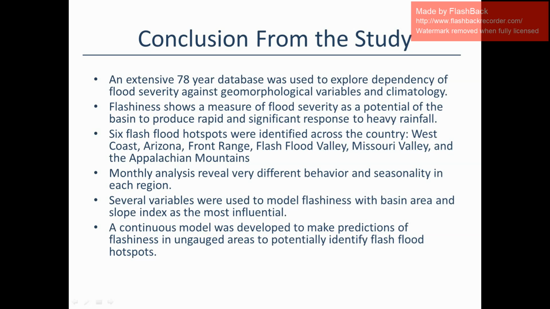Six flash flood hotspots were identified across the country. Monthly analysis reveals very different behavior and seasonality in each region. Several variables were used to model flashiness, with basin area and slope index as the most influential. Ultimately, a continuous model was developed to make predictions of flashiness in ungauged areas to potentially identify flash flood hotspots.